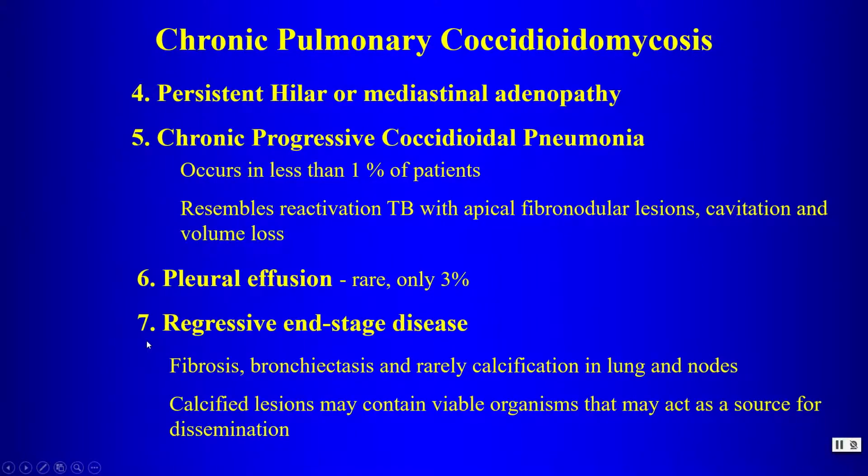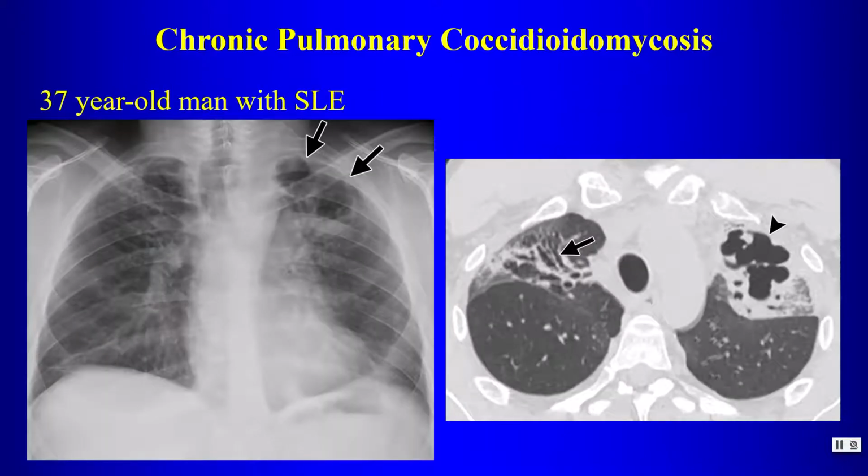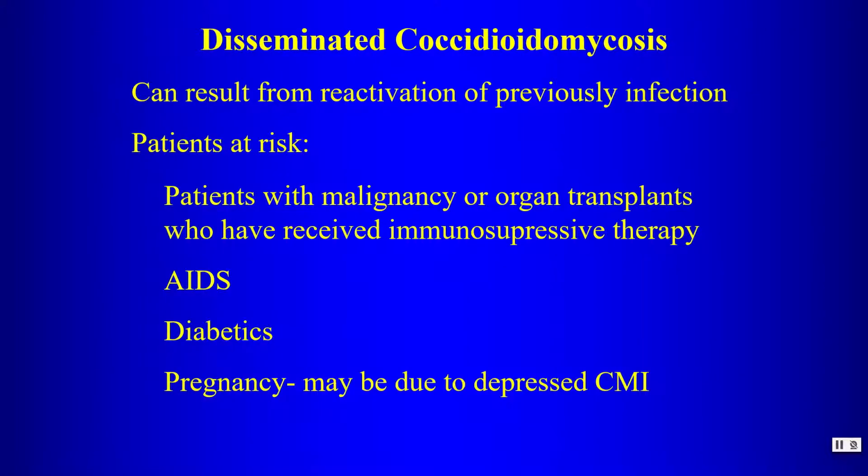Patients can have lymphadenopathy, chronic progressive disease that can resemble tuberculosis, pleural effusions, and then some might develop regressive end-stage fibrotic disease. So here's a patient with lupus who has these cavitary lesions in the upper lungs. You can see the bronchiectasis, traction bronchiectasis, with fibrotic changes. Again, this can resemble tuberculosis. So fungal infections are something else to consider in your differential for somebody whose imaging looks like cavitary tuberculosis.